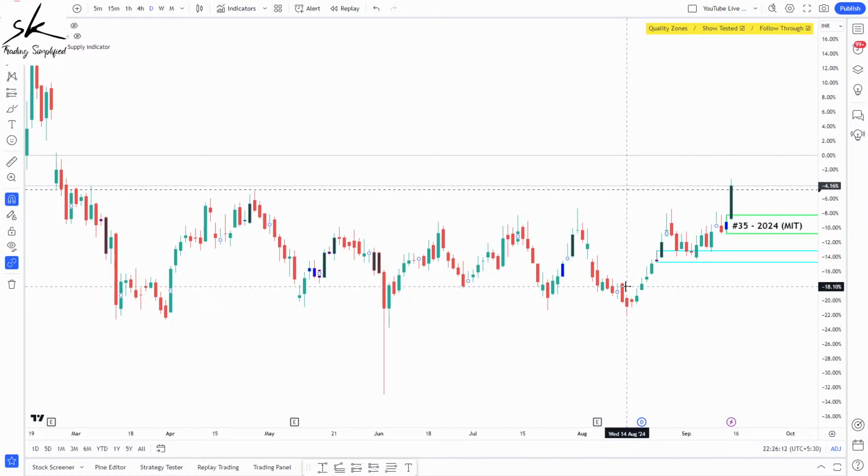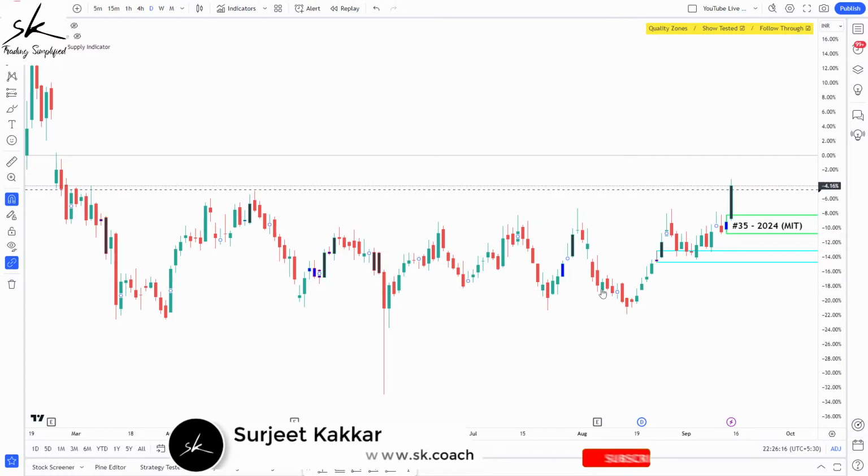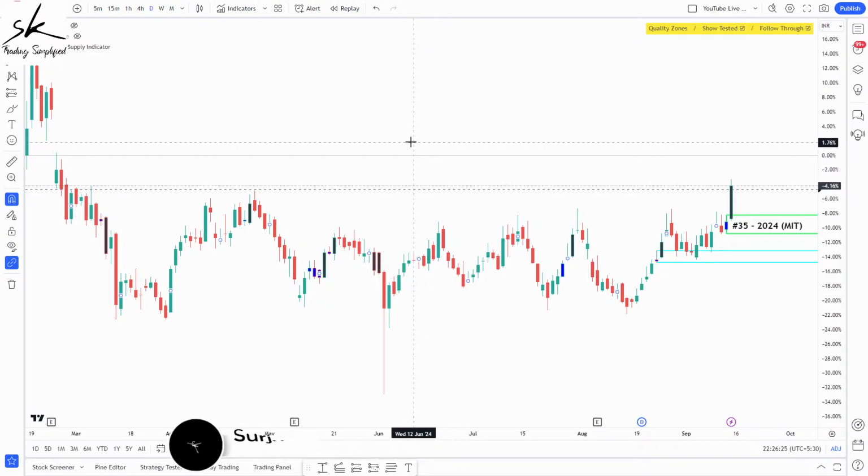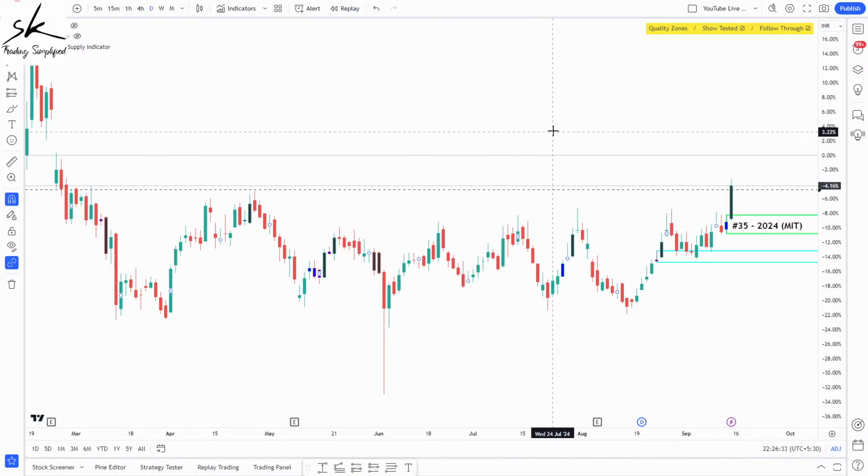Now, just keep in mind, the demand supply zone indicator is definitely a subscription-based indicator, but we do have a demo version available for it. So if you want to try out the demo version, just go to the indicators on TradingView and search for the demo demand supply zone indicator. You'll be able to find the one created by me. The name of the author, Surjit Kakkar, would be written there. You can try it out. The limitation of the demo version is that you can only use it on the daily time frame. You'll not be able to use it on any other time frame. So you can definitely try it out.